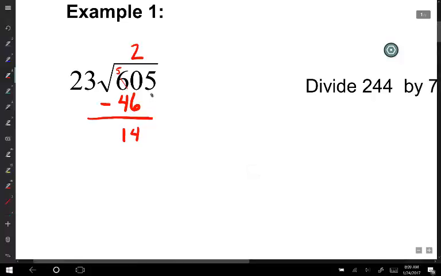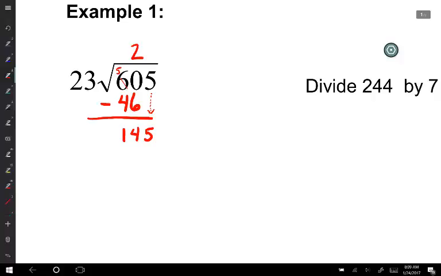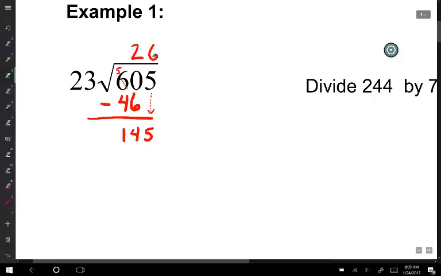I used to do this when I was in grade school. I'd do a little dotted line with an arrow, and I'd bring down the 5. And now we ask the question again, back to Marissa's question. Does 23 go into 145? Obviously the answer is yes. The question is how many times? Does it go in 7 times or 6? 6, okay. So we put down the 6.